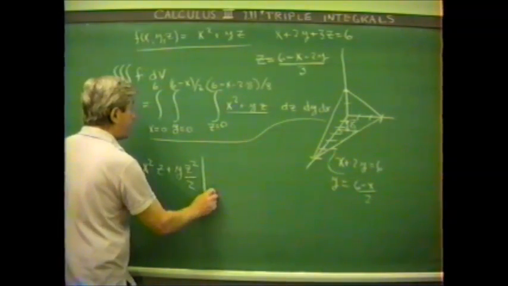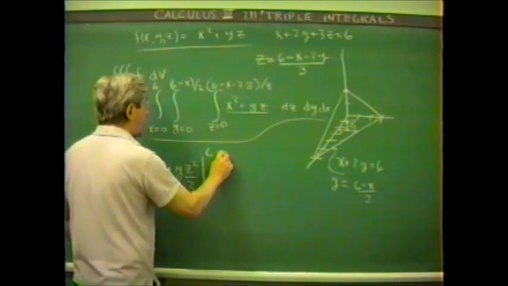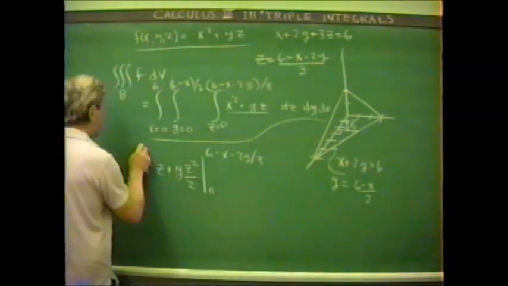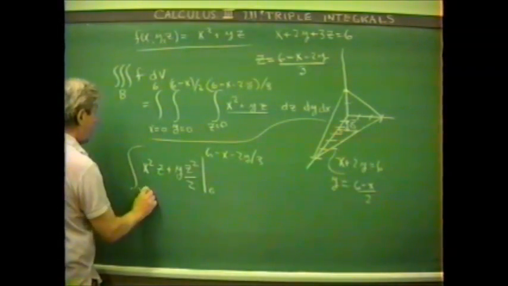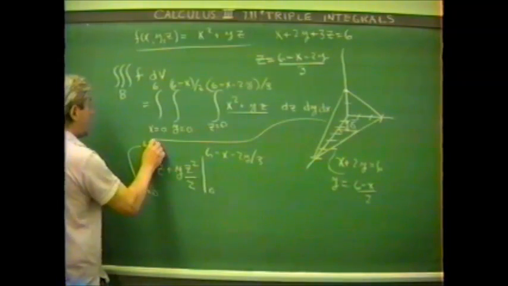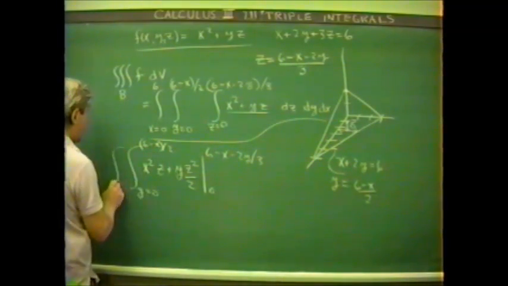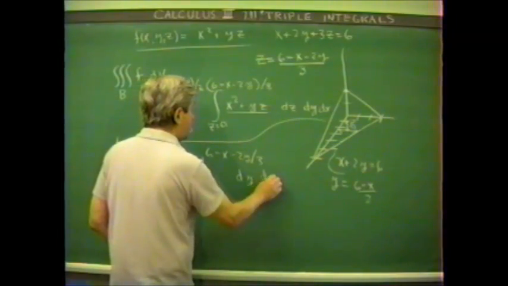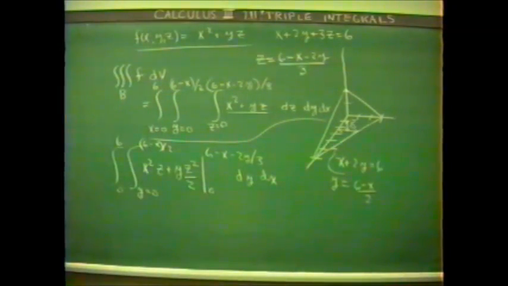And when we evaluate that from 0 to 6 minus x minus 2y over 3, then integrate from y equals 0 to 6 minus x over 2, and integrate from 0 to 6. This is now with respect to y and then with respect to x. Let's just do one more step of this.